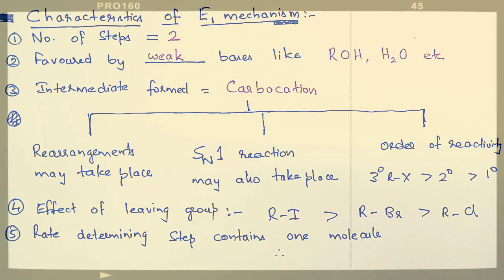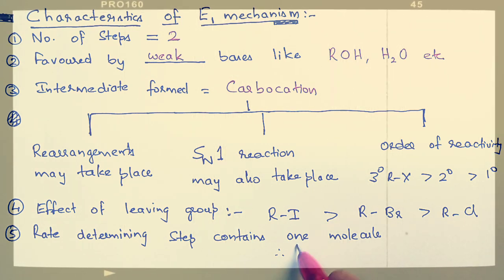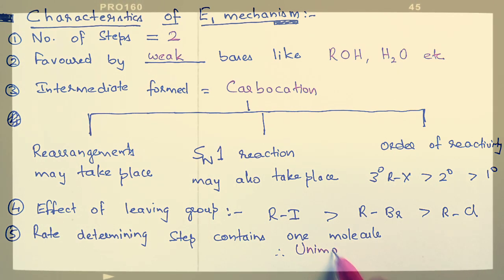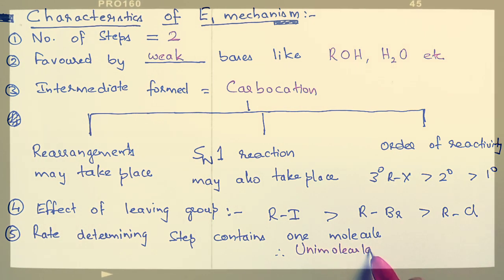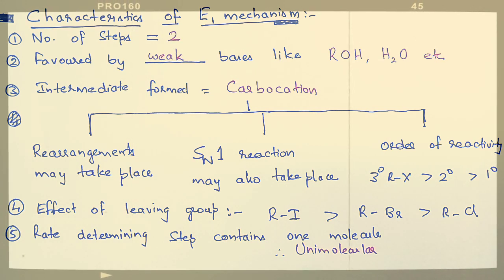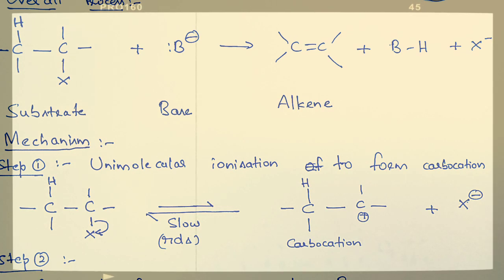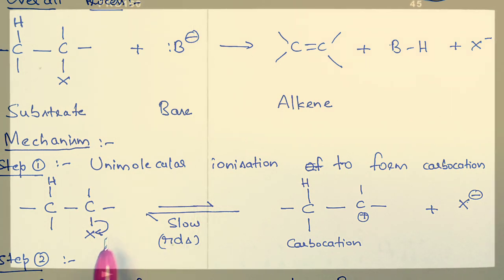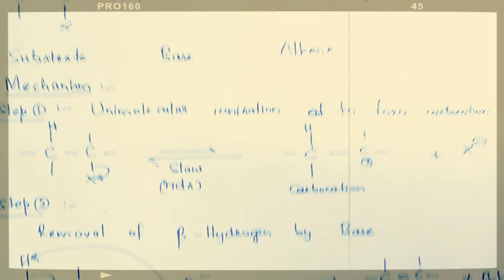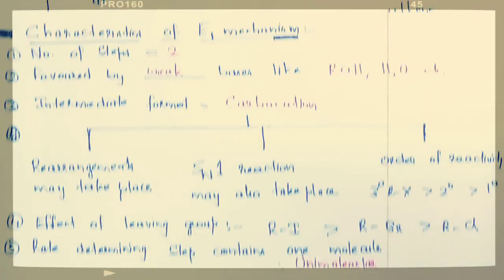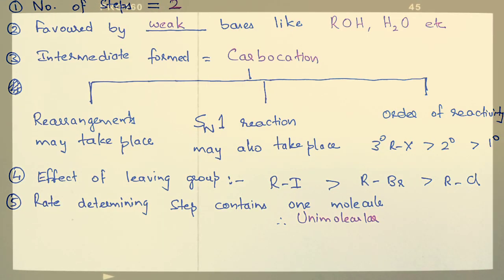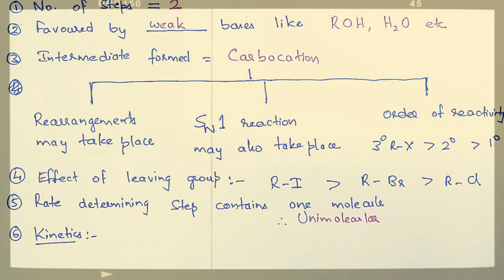Rate determining step contains one molecule, therefore it is a unimolecular reaction. That implies if we observe in the mechanism, here the slow step is the rate determining step, and in this step there is only one molecule participating. Therefore this is an example of unimolecular mechanism.